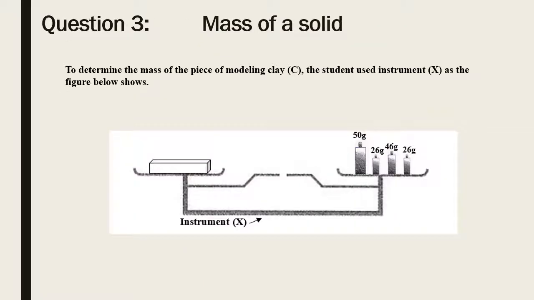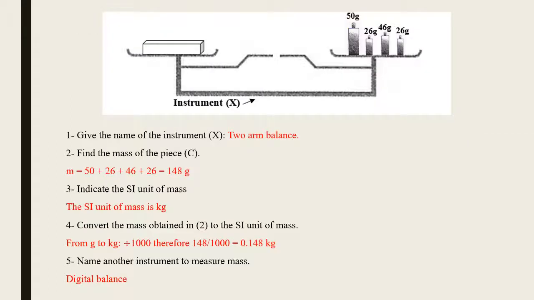Question 3, mass of a solid. To determine the mass of the piece of modeling clay, this is the modeling clay, we named it C, the student used instrument X as the figure below shows. So this is instrument X, and we want to find out the mass of this clay. First of all, we have to give the name of the instrument X. So what's the name of this instrument X? It's a two-arm balance.